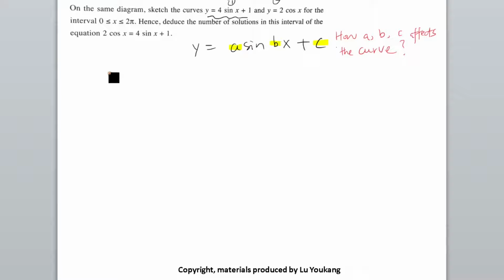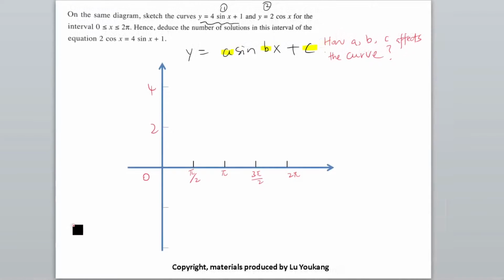So let me do it first. But before that, I should draw out the y-axis and our x-axis first. And you have seen I have drawn out my y-axis and my x-axis, and have labeled the axes as well. We are asked to draw for the interval 0 to 2 pi. So over here is 0 to 2 pi only.